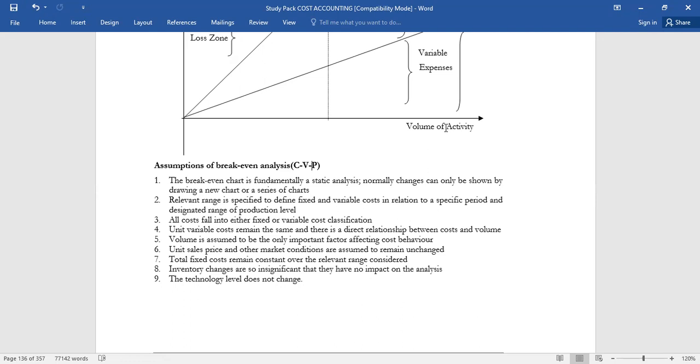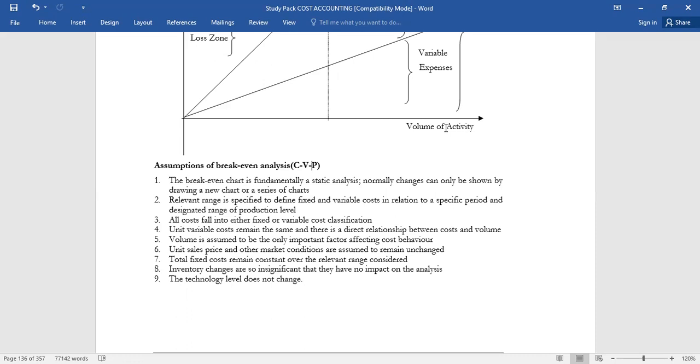Secondly, relevant range is specified to define fixed and variable cost in relation to a specific period and designated range of production level. Again, we are ignoring the basic cost behavior. Even at some point, we know that the variable cost can behave like step cost. You remember? But we are assuming that fact for the relevant range to stay. That's why I'm calling them assumptions.